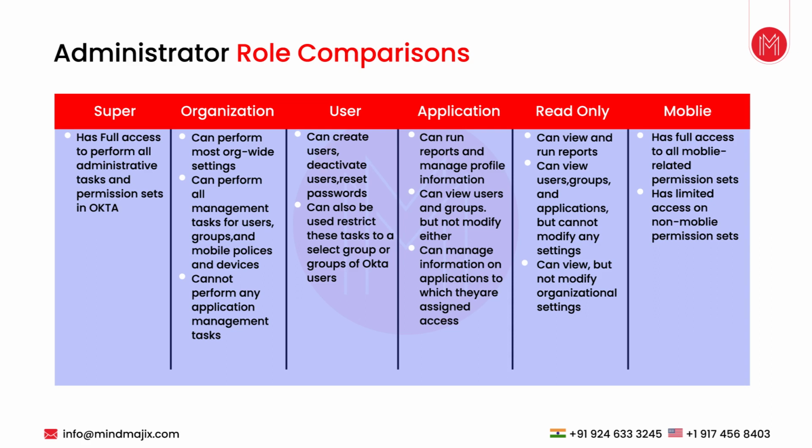Then we have an org admin who can do most of the things being done by the super admin. They can perform most of the org-wide settings and all the management tasks for users, groups, and mobile policies and devices. They cannot perform any application management tasks. So that's the difference between a super admin and an org admin. An org admin is the second highest level of privileges we have in Okta.